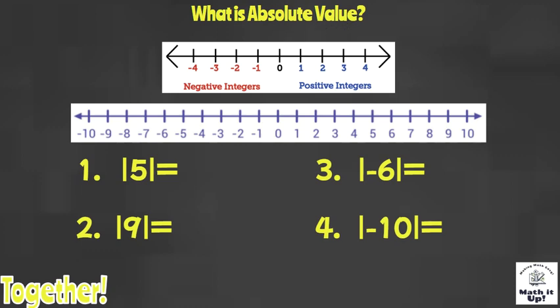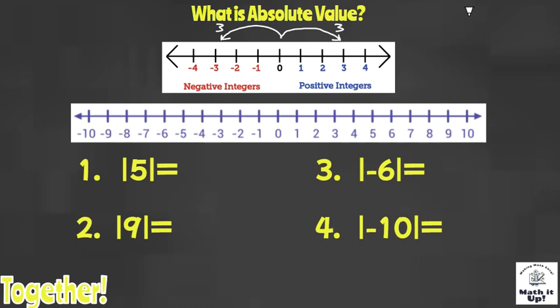So the absolute value of 3 is 3 because it's 3 spaces away from 0. But oddly enough, the absolute value of -3 is also 3 because it is 3 spaces away from 0. There's no consideration here of which direction we're going. It's just how far from 0.